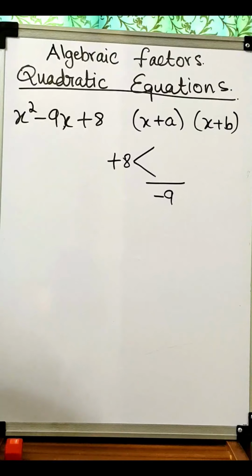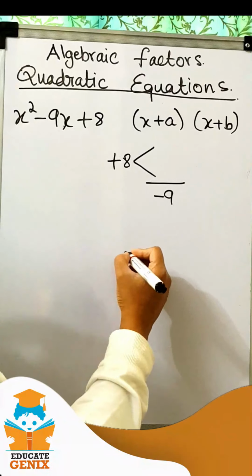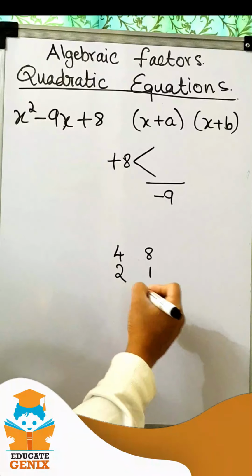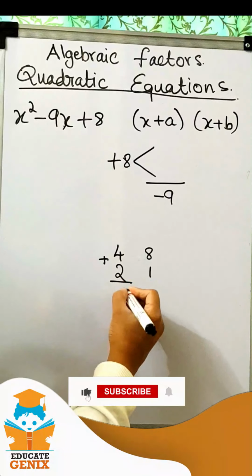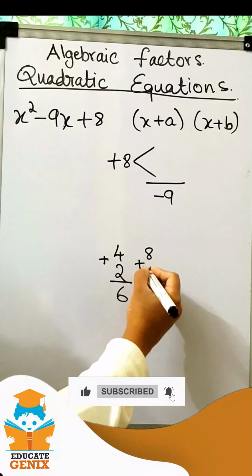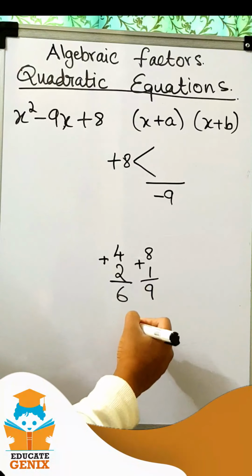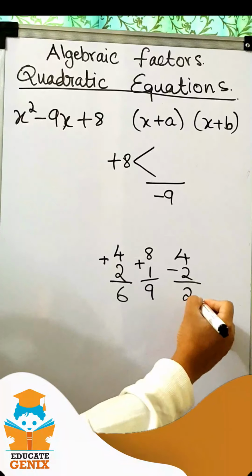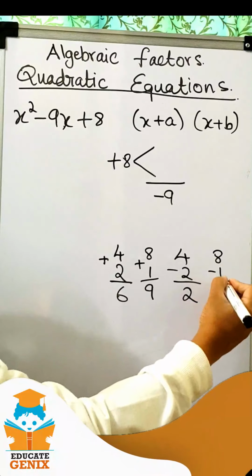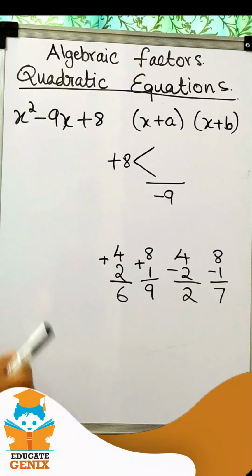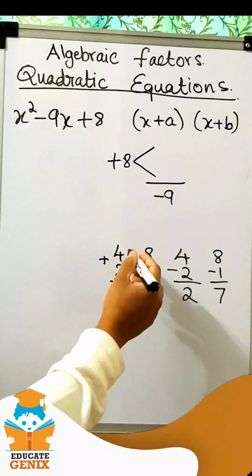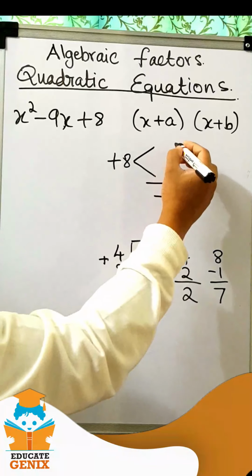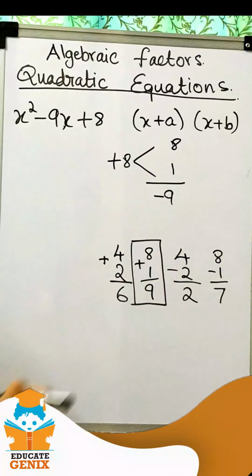Let us look into the factors of 8. 8 is formed by 4 2s are 8, 8 1s are 8. So I can add 4 plus 2 and get a 6, 8 plus 1 and get a 9. At the same time, I can subtract 4 minus 2 and get a 2, and I can subtract 8 minus 1 and get a 7. What number do I need here? A 9. Here is my 9. 8 and 1 gives me a 9.